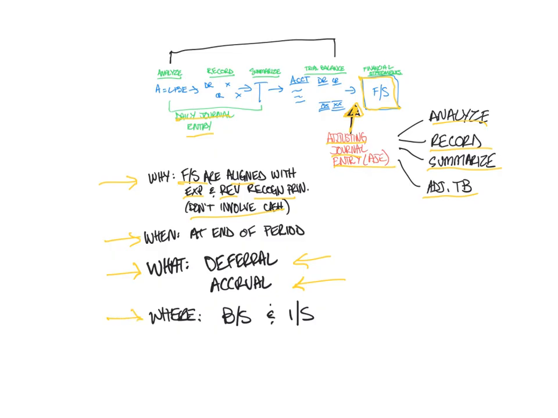Finally, the where piece, or where we can see the impacts of the AJEs, are on both the balance sheet and the income statement. You're going to find that your journal entries, the adjusting journal entries, will include at least one account from the balance sheet and one account from the income statement, regardless of the type of the adjusting journal entry, either deferral or accrual.